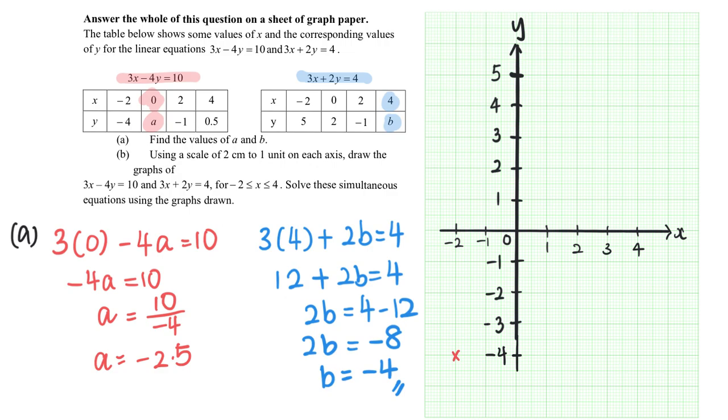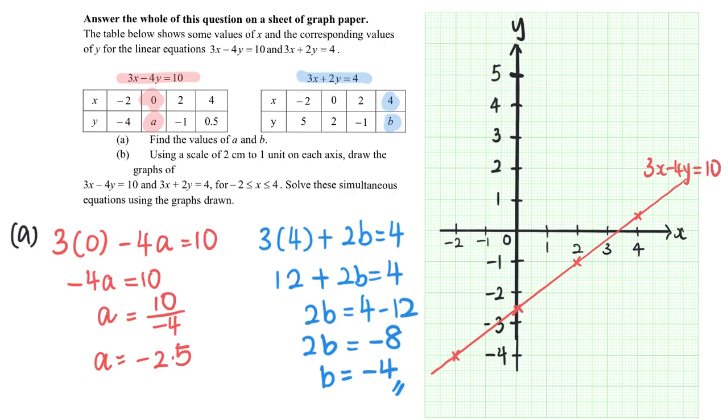0 and negative 2.5, 2 and negative 1, 4 and 0.5. And that will be my first line here, 3x minus 4y equals to 10.